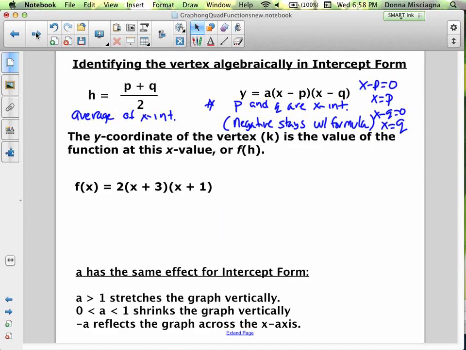So now let's look at the very last one. We want to identify the vertex algebraically in intercept form. So in vertex form, no work. Standard form, kind of a lot of work. Intercept form is right in between.